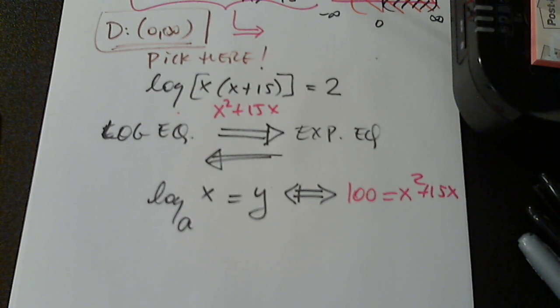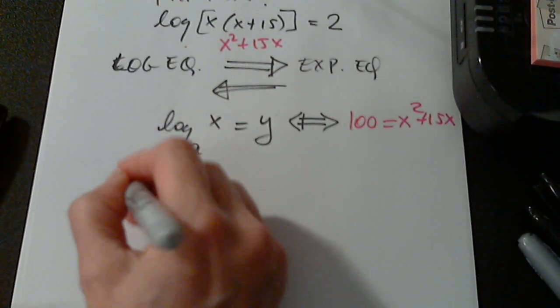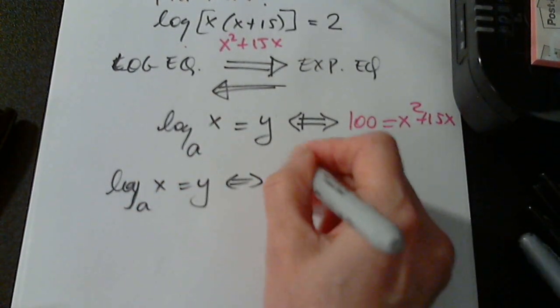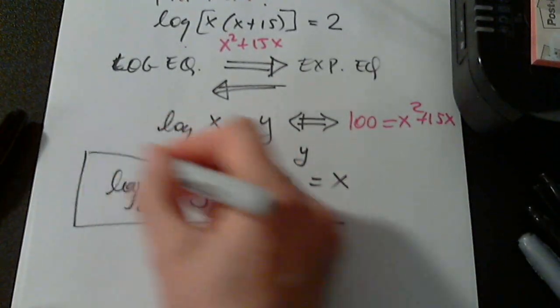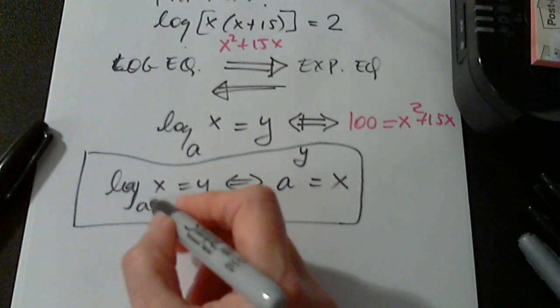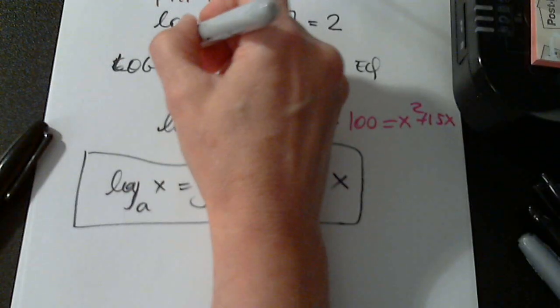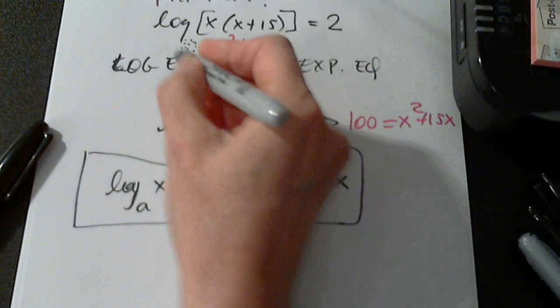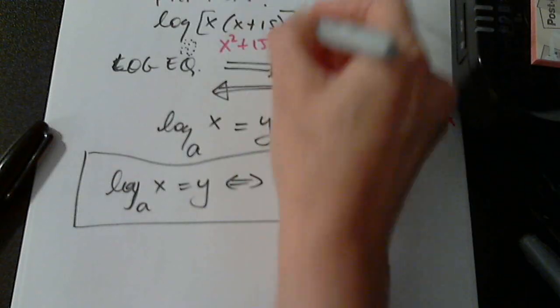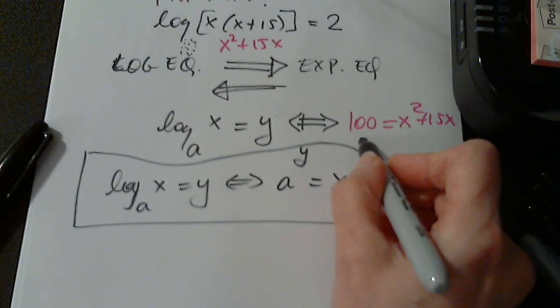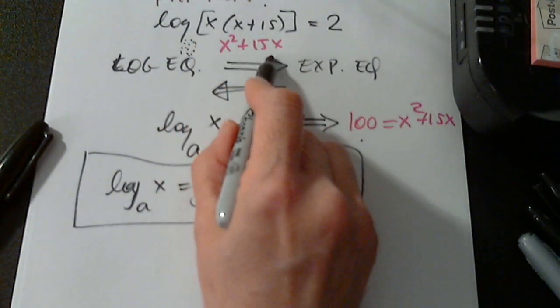Do we all agree with this step? We cannot continue before you. Again, log base A of x equals y is equivalent to A raised to y equals x. The base raised to this equals this. Okay, thank you. 10 squared, 100 equals x squared plus 15x.